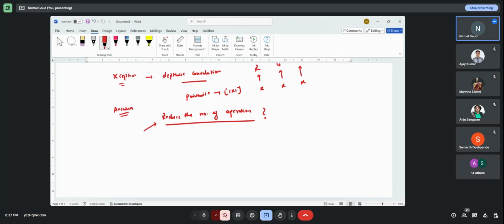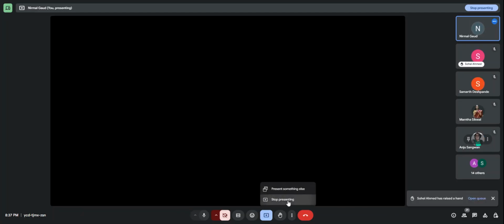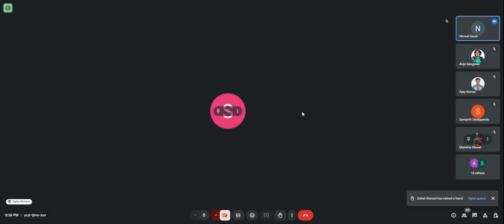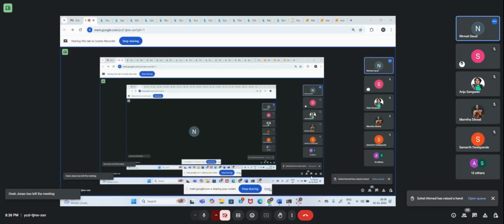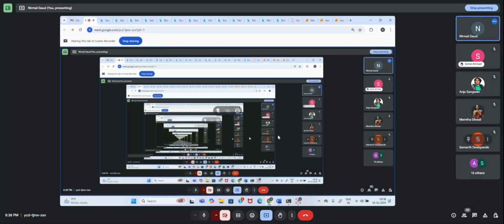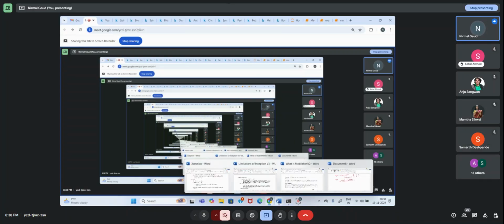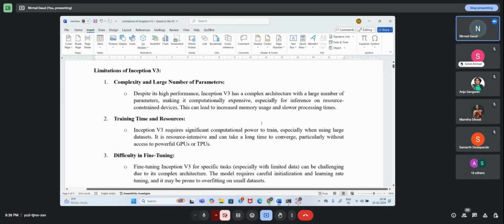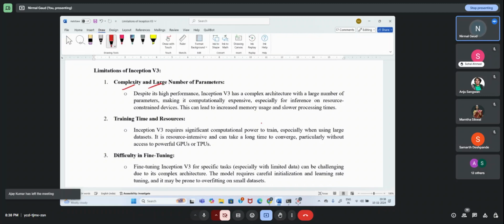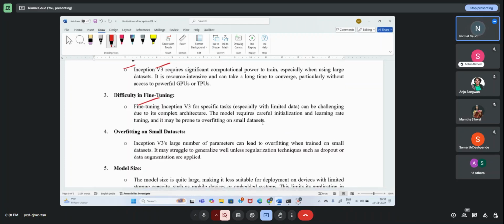Okay, so let me share my entire screen now and let's talk about the drawbacks of Inception and how Xception did better and gave better results. Okay, so here it is. Limitations of Inception: complex in nature, training time, fine-tuning difficulty. See, Inception V3 had 42 layers.